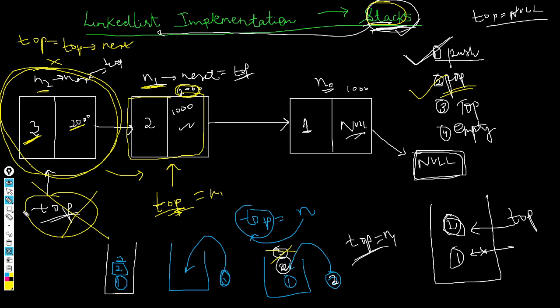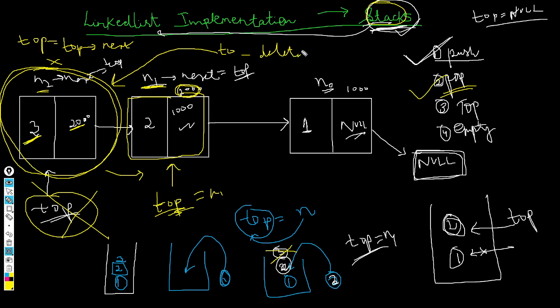So to do that, before moving the top pointer forward, we'll declare a temporary pointer. We'll call it, let's say, a to delete pointer. It's just a name, so you can call it anything. You can even call it temp. I'm calling it to delete because we have to delete this. So it makes sense to call it to delete, right?